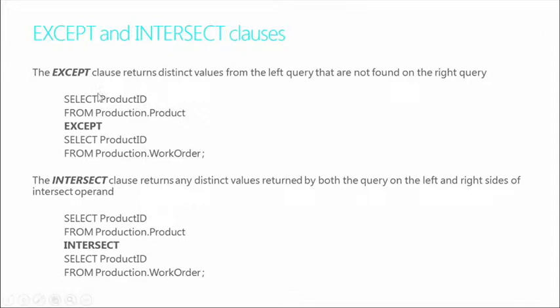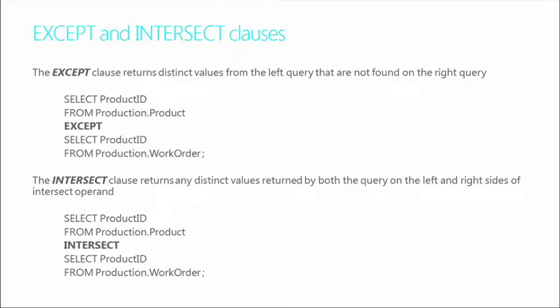So what I do is select product ID from the product table, except, and then select product ID from production.work order. So it's going to return both of them for me. All right, but anything that's matched, it's not going to return that. So it's not going to return anything. That's a match. It's going to just do the distinct items.